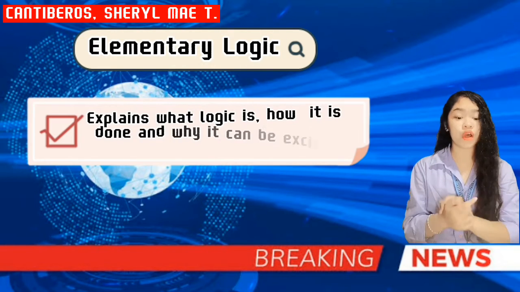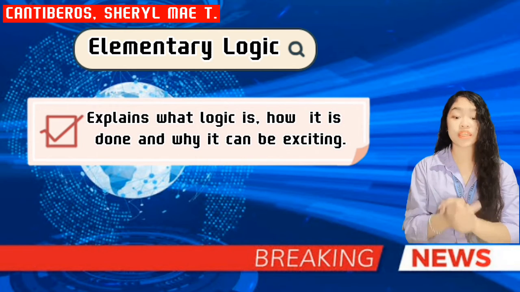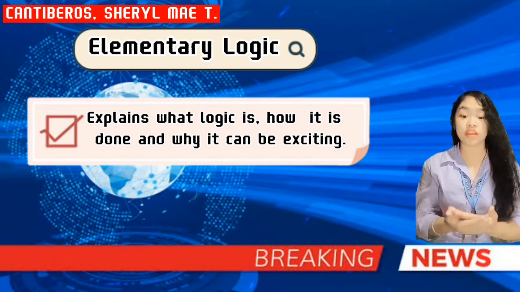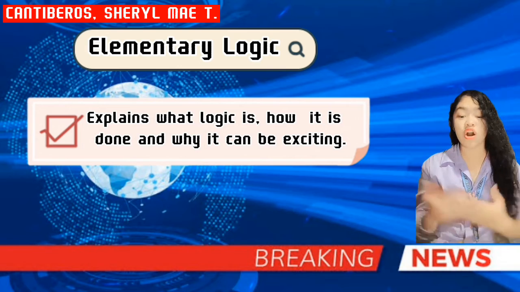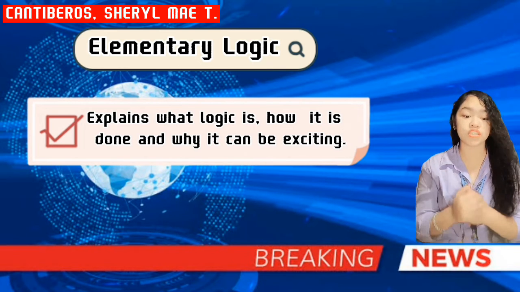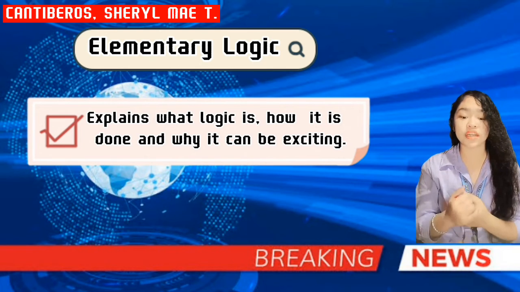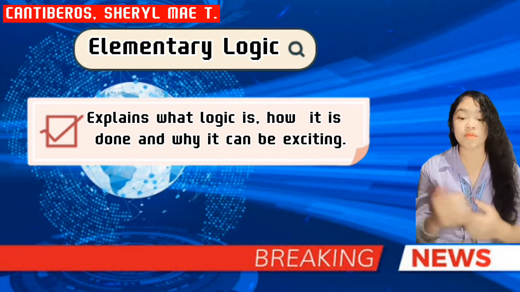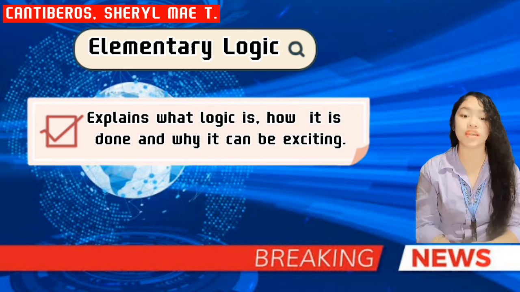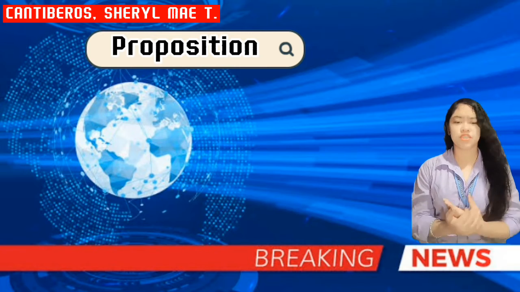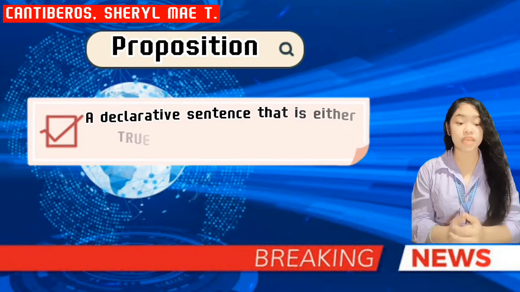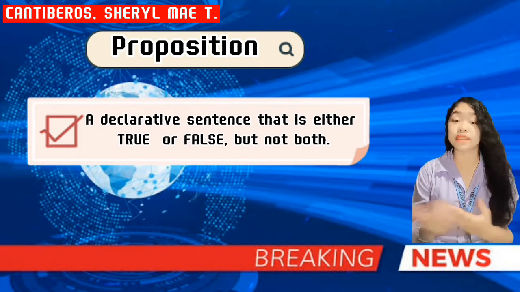Elementary logic explains what logic is, how it is done, and why it can be exciting. The book covers the most important aspects of logic that all students must learn. For professional logicians, it aims to provide a clear introduction to what is often regarded as philosophy's most technically difficult area. Proposition. So what is a proposition? A proposition is a declarative sentence that is either true or false but not both.